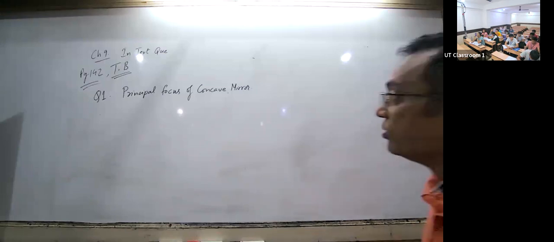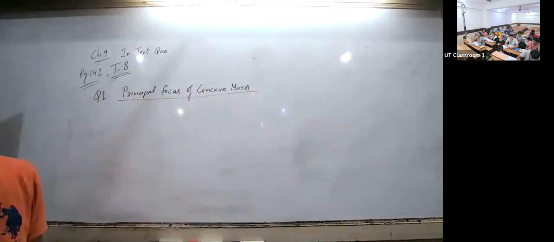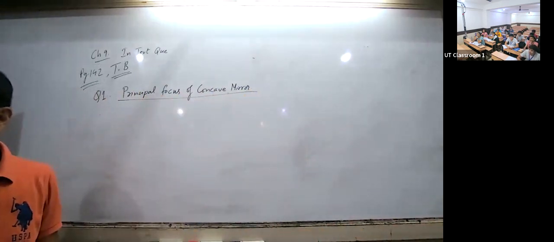What is the principal focus of a concave mirror? Who would like to answer? The principal focus is the point on the principal axis where the reflected light rays meet. Which reflected rays? Those which meet after reflection, parallel rays. These things should come. In the diagram you know, but when you are asked to write, there is confusion. So you'll have to practice.